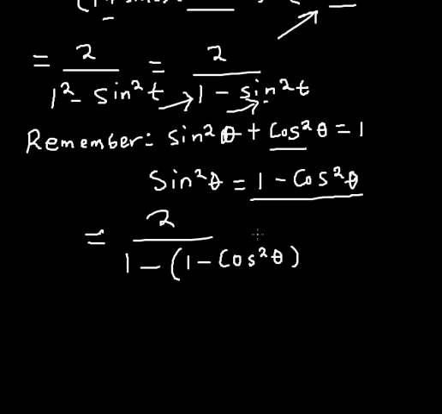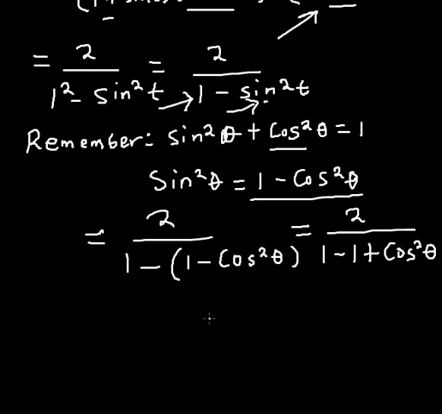All right, so let's simplify this. Let's open the bracket. If I open the bracket, I'm going to have 1 minus 1. Minus into minus is plus, right? That's going to be plus cos square theta.